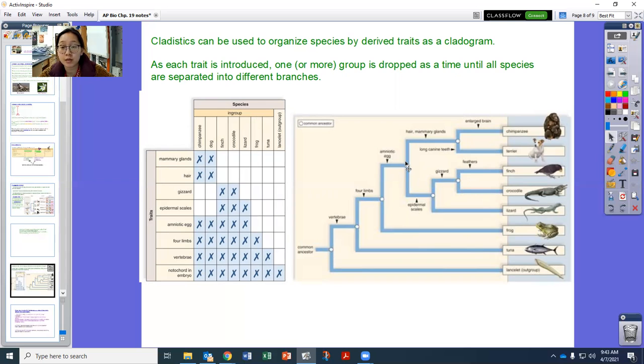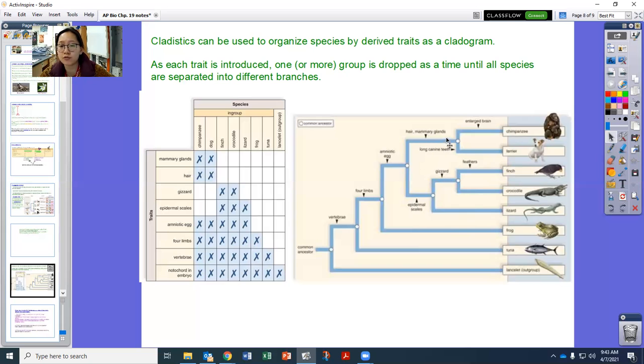The next one, we're going to be inserting a lot more derived traits. So one side is hair or mammary glands, and the other one is epidermal scales, right? So these ones do not have hair or mammary glands. And then we're also saying that they have epidermal scales, or they have scales on their outside. Now, whether or not they have a gizzard drops out the lizard. And then lastly, whether or not they have feathers drops the finch and the crocodile into 2 separate lines.